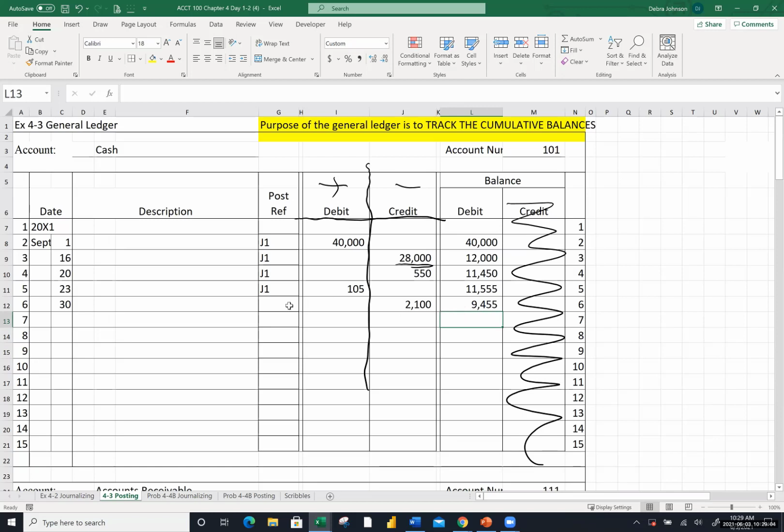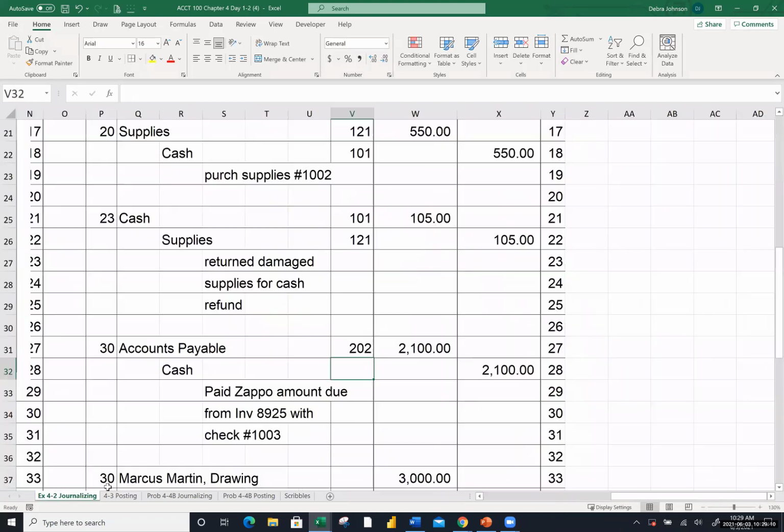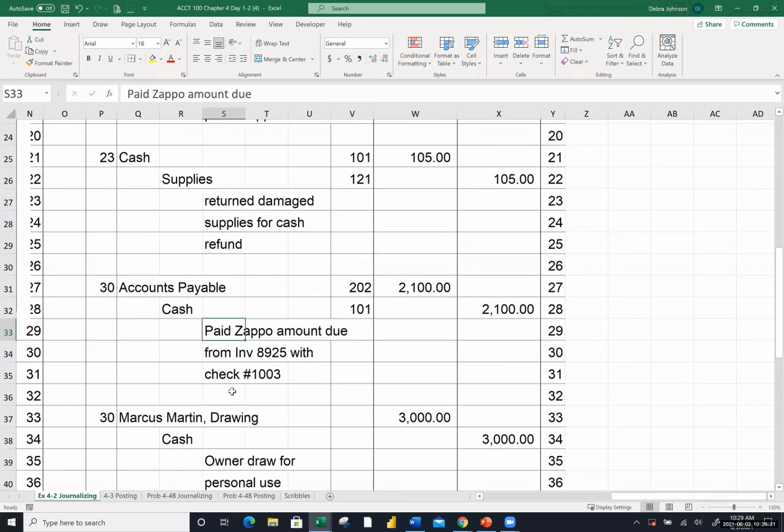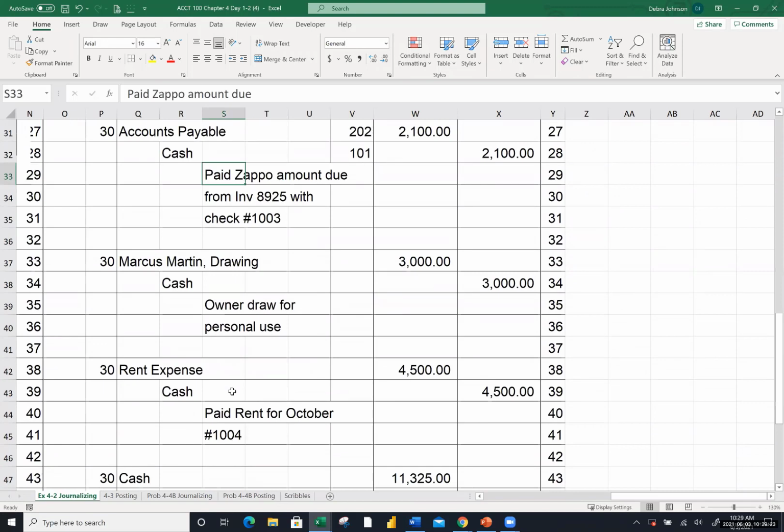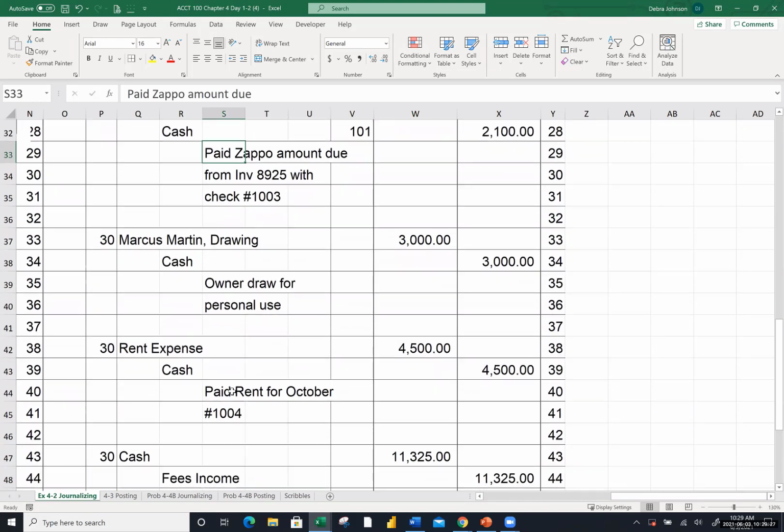94.55. That came from the journal, page 1. And back over here, we'll put in account 101. Any questions on that? So I think you guys probably have enough practice as far as demonstration goes on how to post.